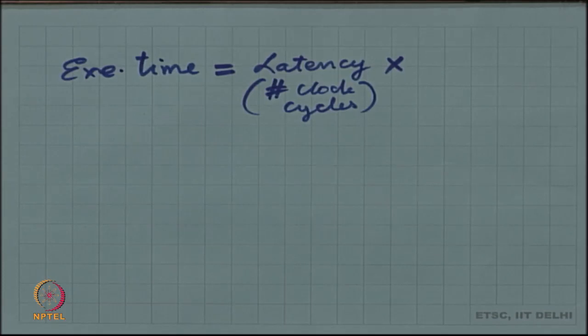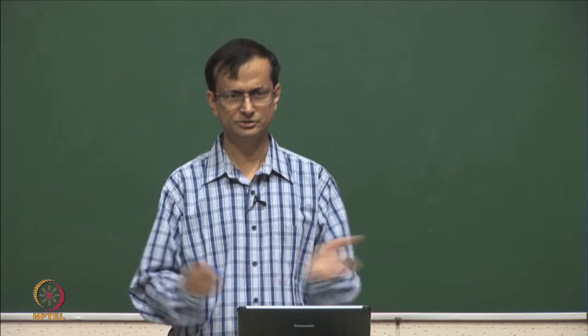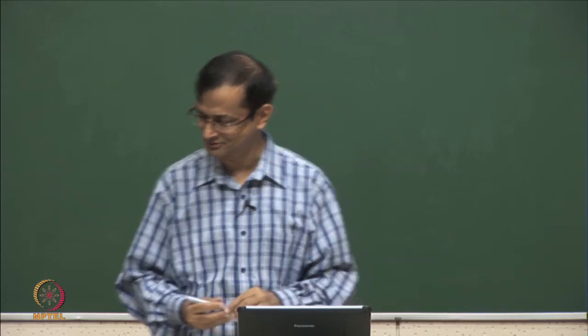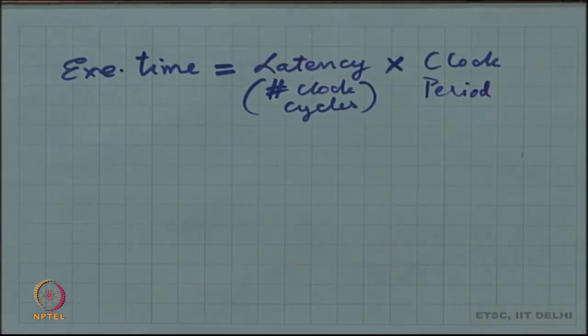The total run time of an application would be consisting of two components. One is how many clock cycles it took, the other is the unit of the clock period. So, of course, it is just total time that we are talking about. So, that is the clock period. Those are the two components that determine the total execution time.